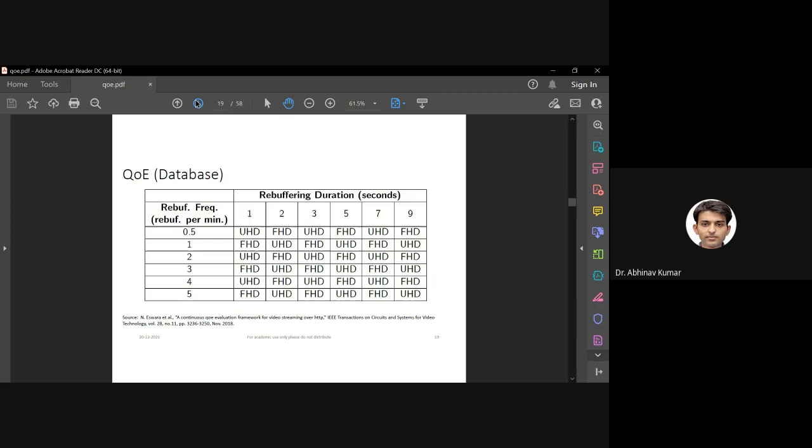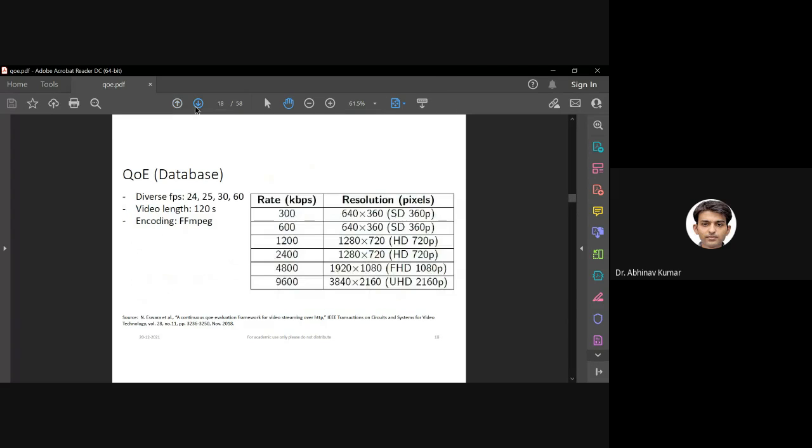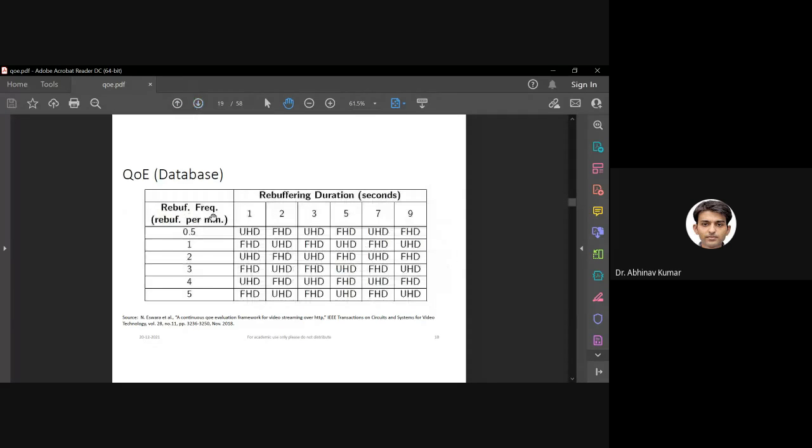So we had a UHD, FHD, this kind of a grid we created, which is essentially a randomized grid, so that we have different types of videos, different resolutions of videos, and different duration and frequency of rebuffering instances spread across this whole buffet of videos available in this database.